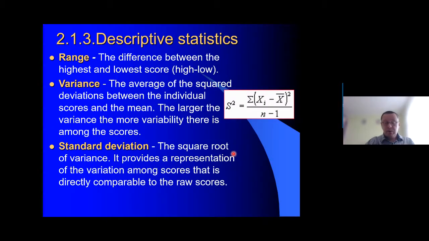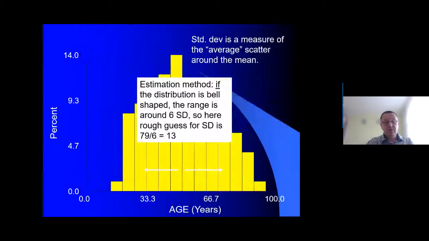So, in addition to the previous chart, the formulas for variance and standard deviation are given. Standard deviation is only the square root of variance. Variance provides the average of the squared deviations between individual scores and the mean, and the range of variance shows how much more variable the scores are. Standard deviation, the square root, or in fact a normalized version of variance, provides a representation of variance among scores that can be directly compared to the real scores.